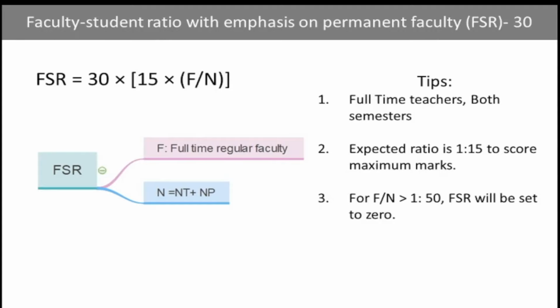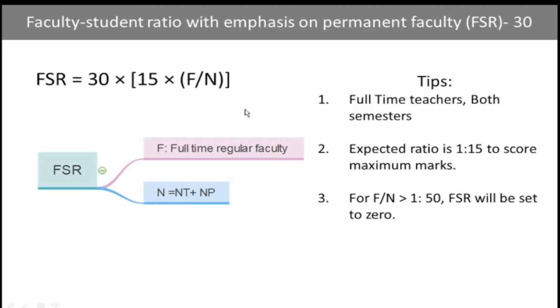Now the second metric is faculty student ratio with emphasis on permanent faculty, FSR, carrying 30 marks. Again, if you have a look at the formula for deriving FSR, it says that FSR is equal to 30 multiplied by 15 into F upon N. Now what is F here? F is the number of full-time regular faculty, and N, as we have seen in the earlier metric, is the addition of NT, that is approved intake, plus NP, that is the number of students enrolled for PhD.